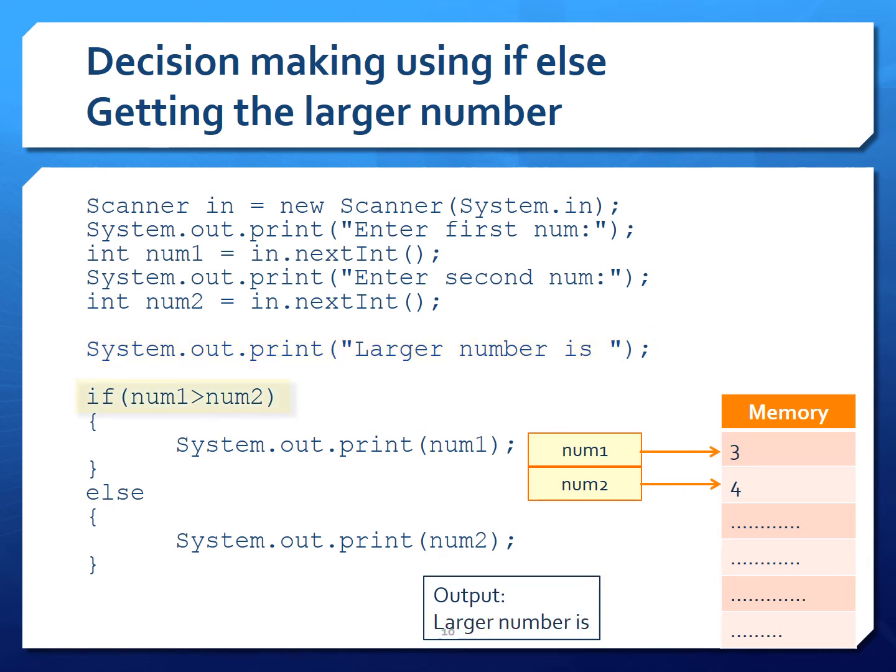Next, in the if statement, we evaluate the condition num1 more than num2. Since num1 is 3 and num2 is 4, the condition is effectively 3 more than 4, which is false. Since the condition is false, it will go to the else block, and it will print num2, which is 4.